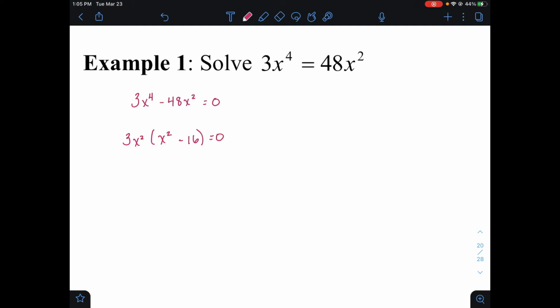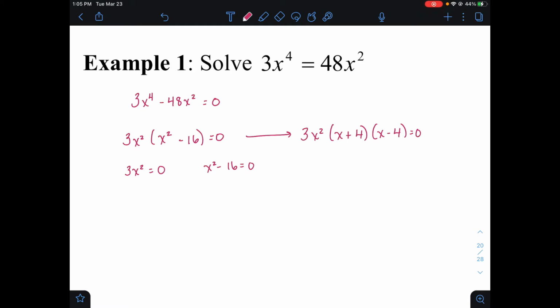And now we're going to use the zero product property that says if I have two things, or however many things, being multiplied together and it's equal to 0, at least one of them has to be 0. So that just means we set each factor equal to 0 and solve. Something else we could have done at this point is factor this even more into x plus 4 times x minus 4, and then set each of them equal to 0.